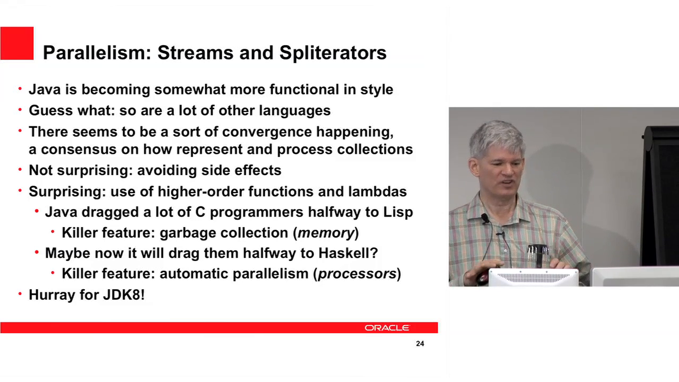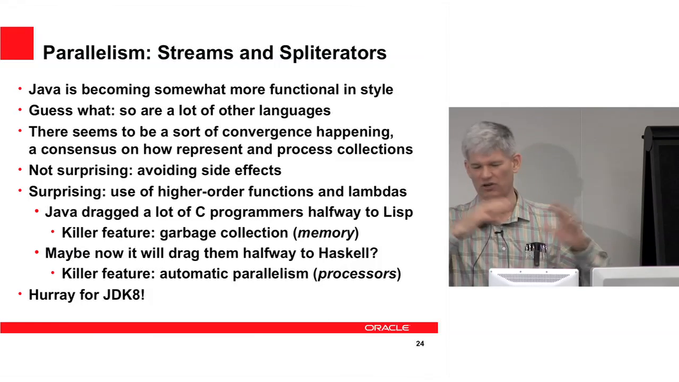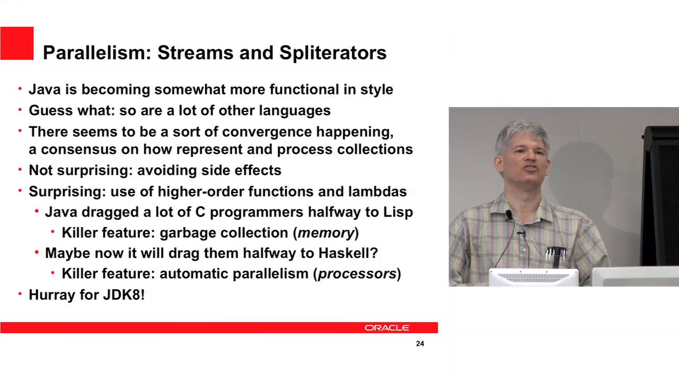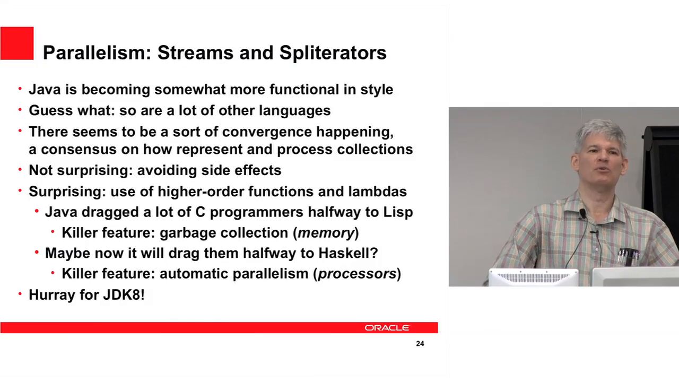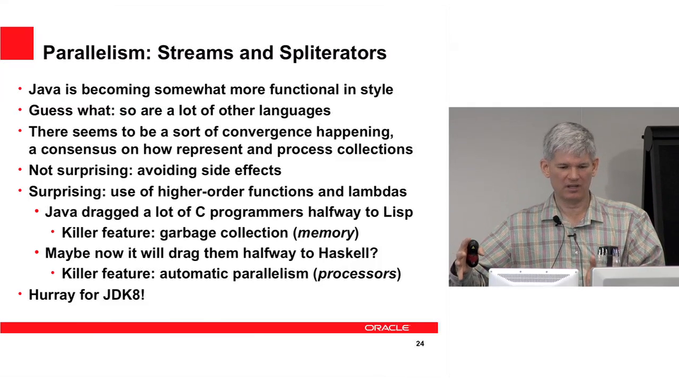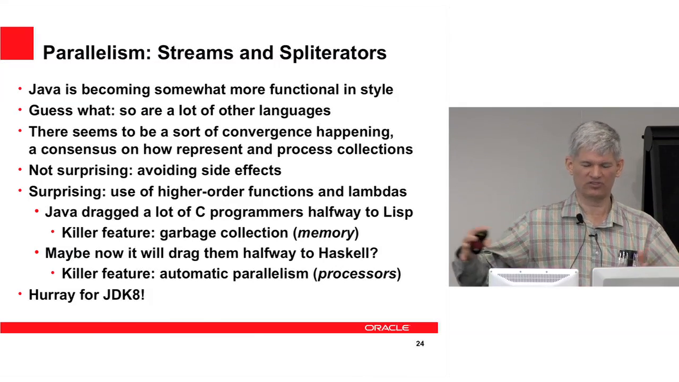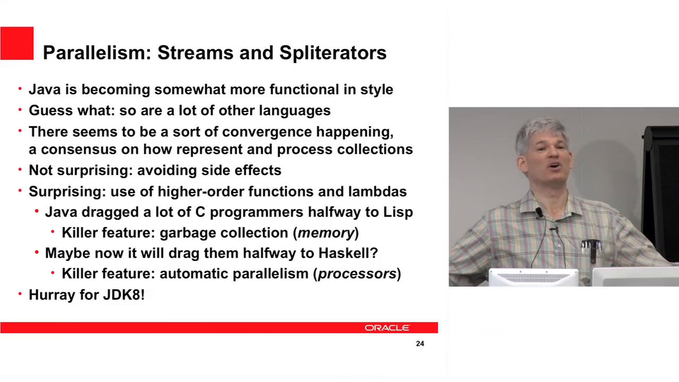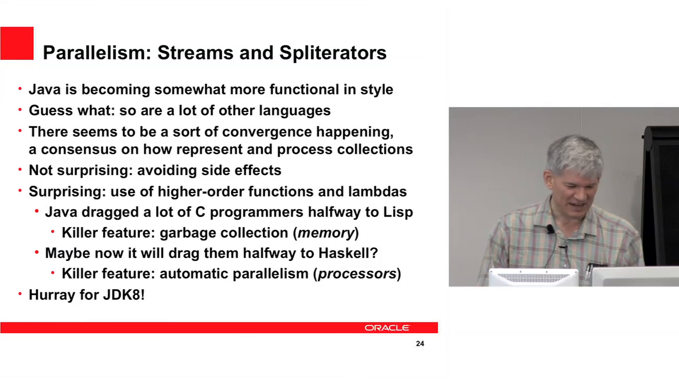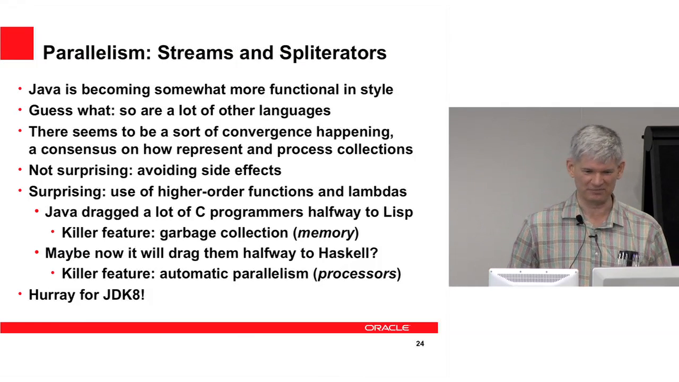And I think we're on the verge of the next revolution, which is that maybe next Java will drag these same programmers, or the current collection of programmers, about halfway to Haskell. And the killer feature here is automatic parallelism. Just as garbage collection manages automatically the allocation of memory, automatic parallelism can manage the resource of processors. And that's all there is, memory and processors, right? Once we solve this problem, we're all done. Well, maybe not. Nevertheless, I say hooray for JDK8 for making some good strides in this direction.